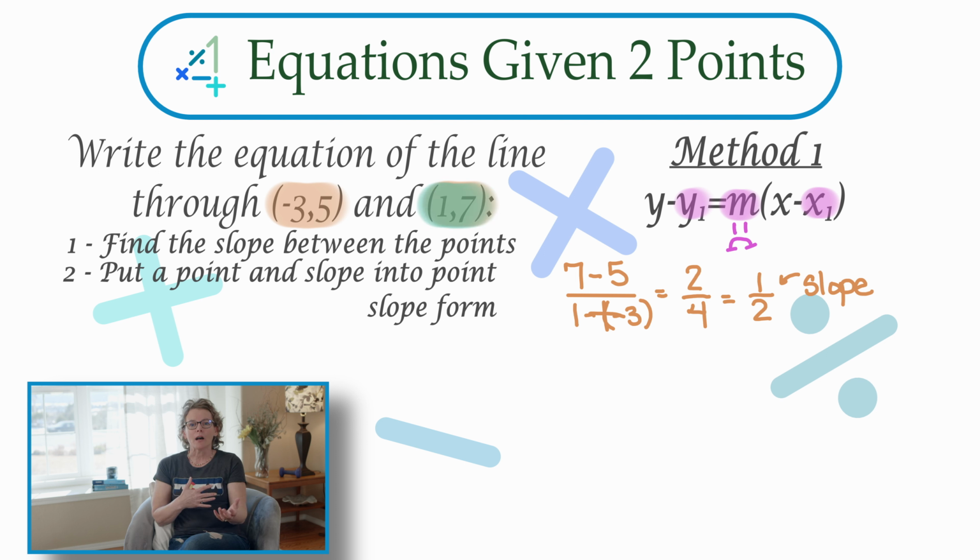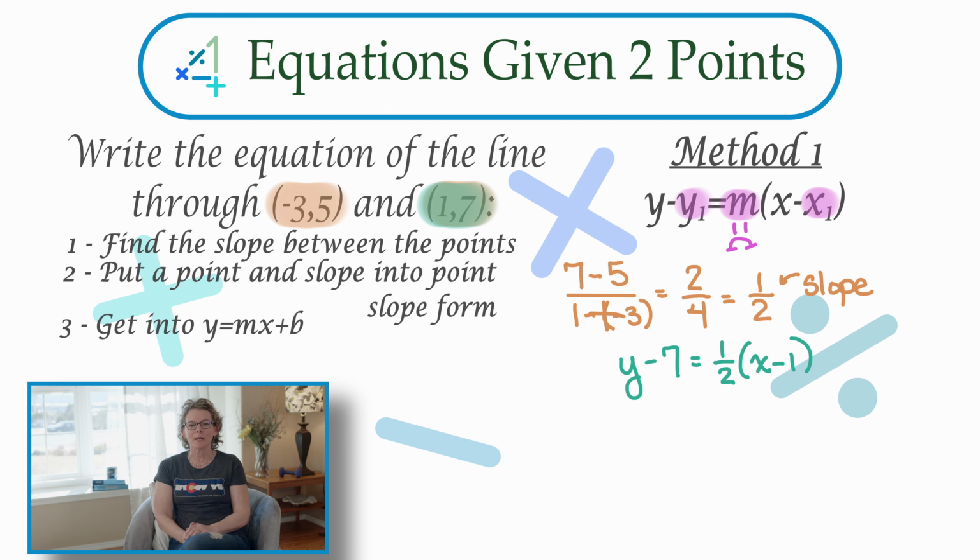Putting it into the formula, I hope you can remember by heart: y minus 7 equals 1/2 times (x minus 1). Our third step, put this into y equals mx plus b by distributing. Y minus 7 equals 1/2 x minus 1/2.